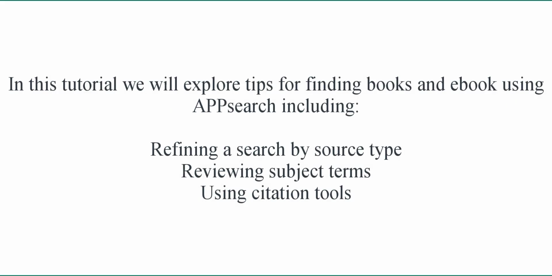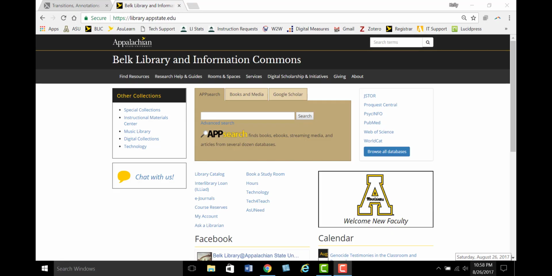In this tutorial, we will explore tips for finding books and ebooks using APPSearch, including how to refine a search by source type, reviewing subject terms, and using citation tools. APPSearch is the university library's discovery tool that searches the library catalog and over 100 of the most popular databases to discover books, media, and articles.